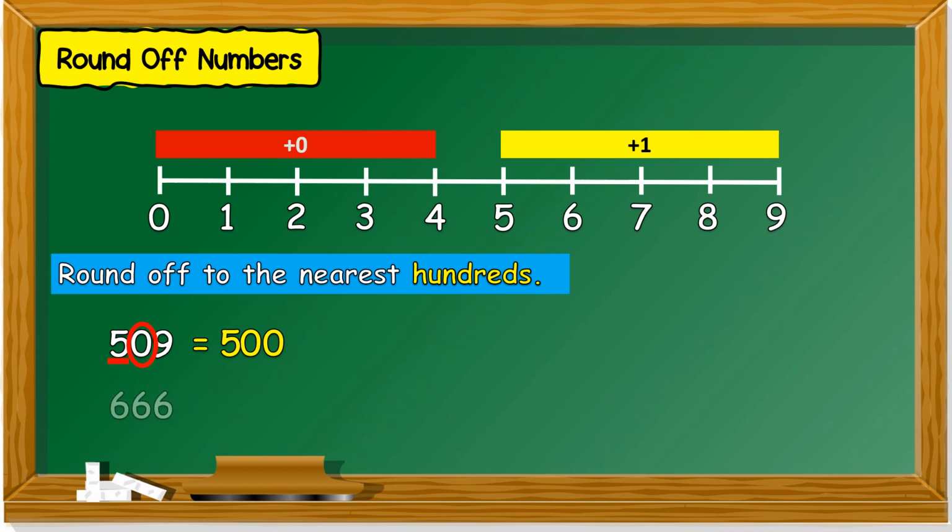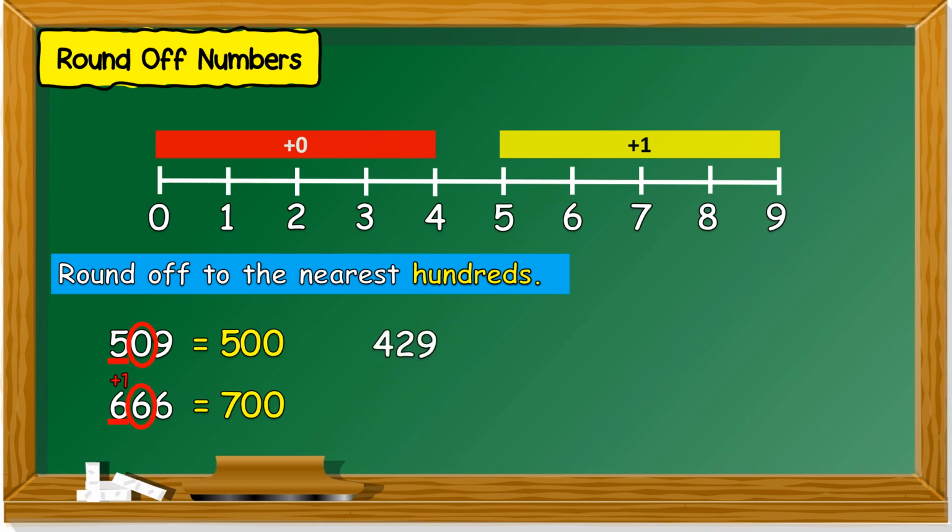Second example, 666. Okay, so place value of 100. The friend on the right. Where is it on the number line? Here. So we plus 1 at hundreds. When we round it off, 6 plus 1 is 7. So it's 700.